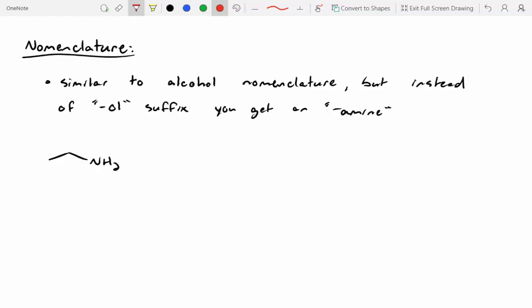Ethylamine. Please don't miss this one. So instead of ethanol, we just switch the suffix to amine. What about something like this? Isopropylamine.